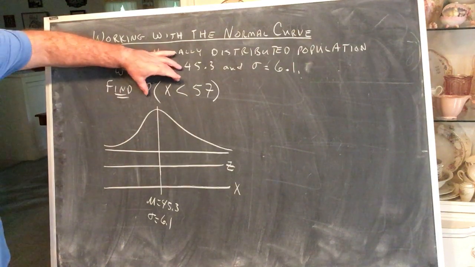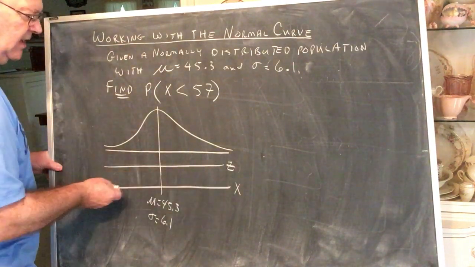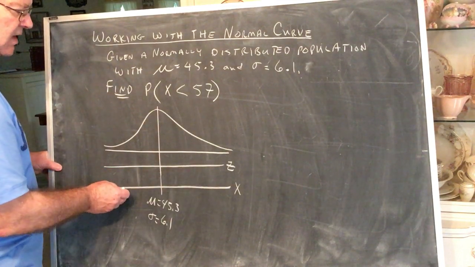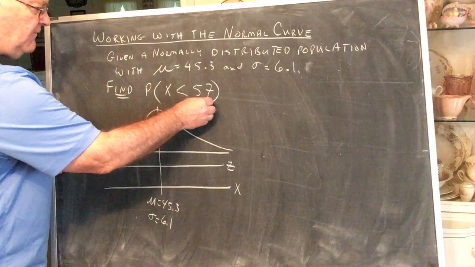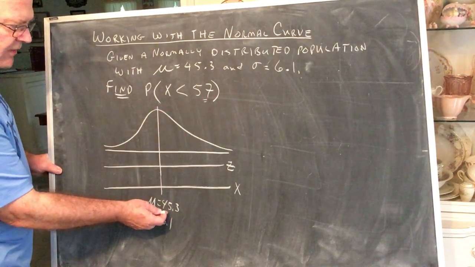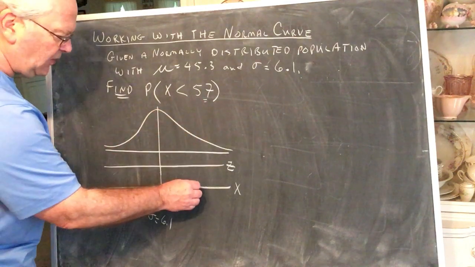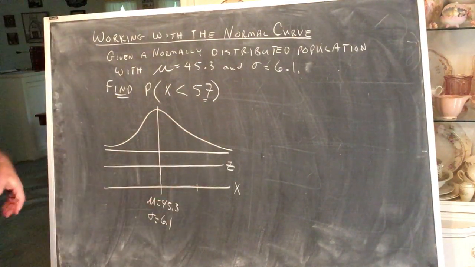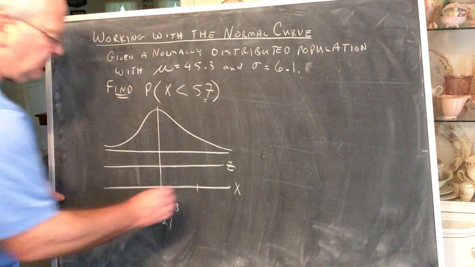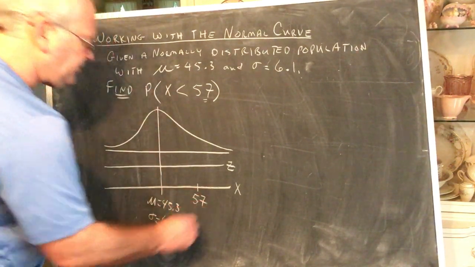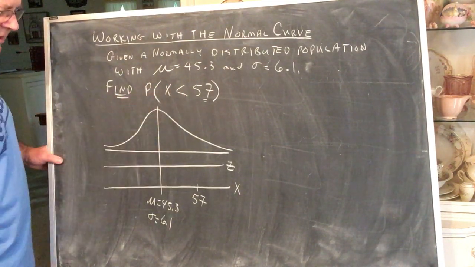And our task is to find the probability that we have a value on the x scale, finding an x value, such that the probability of being less than that number is 57. So 57 is our number on the x scale. So here's 45. All we know is 57 is greater than that. Again, don't worry about precisely how far away to make it, just make an approximation. So if this is 57, we want the probability of finding a data value that is less than 57.